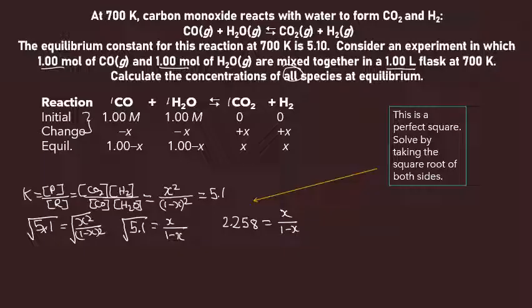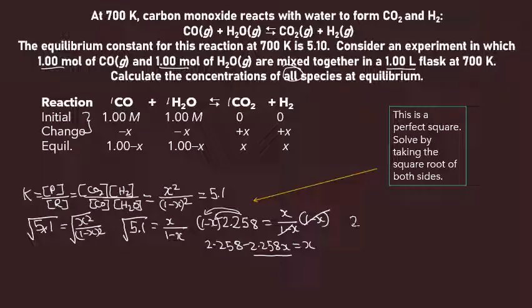And now to isolate x and to take that 1 minus x off the denominator, I will multiply on both sides by 1 minus x. So 1 minus x and 1 minus x will get cancelled, and I will get 1 minus x times 2.258 equals x. So now I can expand. So that means 2.258 minus 2.258x equals x.